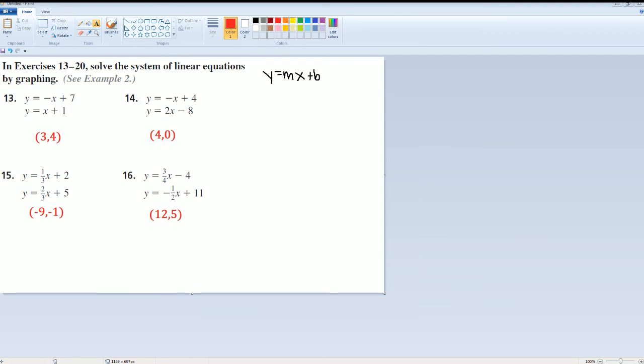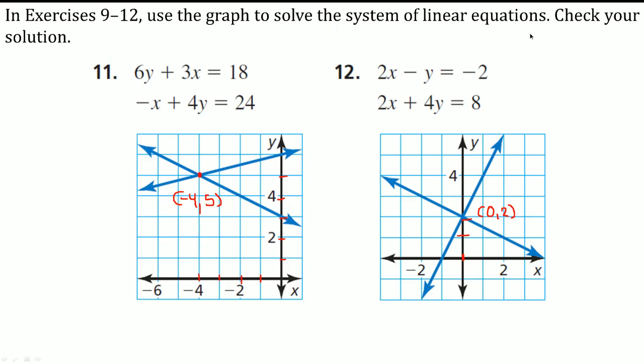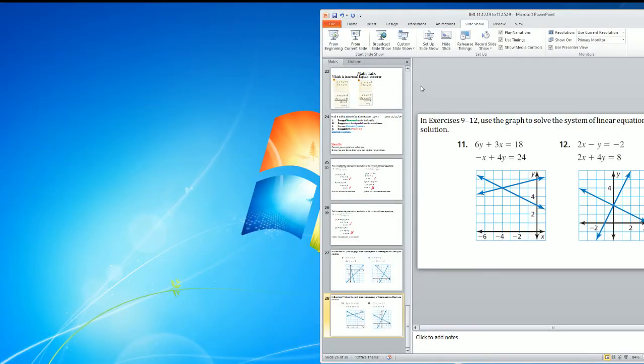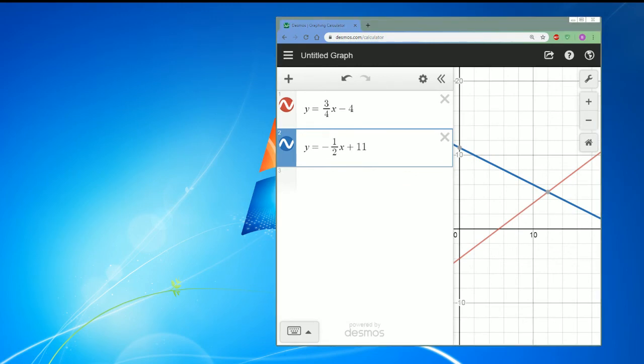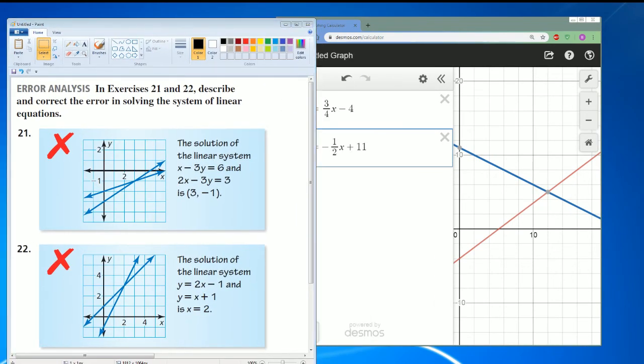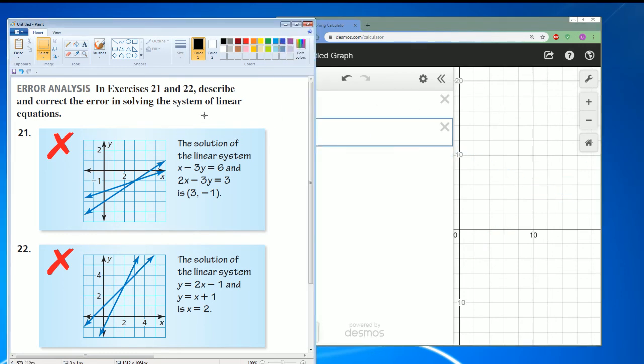And next, let's look at the error analysis. Let's see, is it down here? All right, let's just bring this down. The PowerPoint, we don't need the PowerPoint anymore. I'm going to keep Desmos up, but here's the problems that we were looking at. All right, so 21. Let's clear this. Describe and correct the error in solving this system.